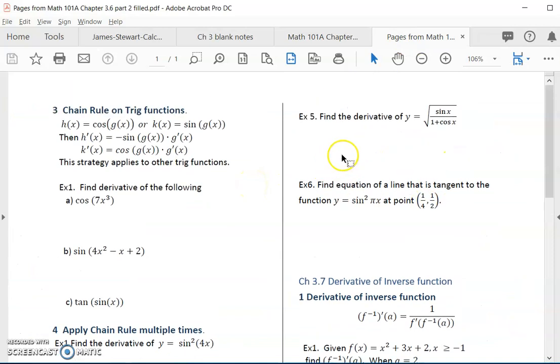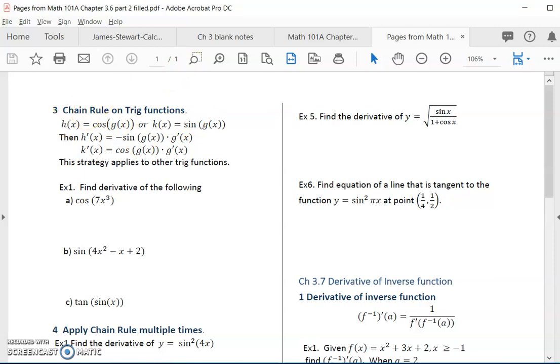So that's the general power rule. The next thing we want to talk about is chain rule on trig functions. The need for this is, what if I want to do sine 2x? When we talk about 3.6 part 1, we say the need for doing this is, suppose I have sine 2x, I want to find the derivative. How do we do it?